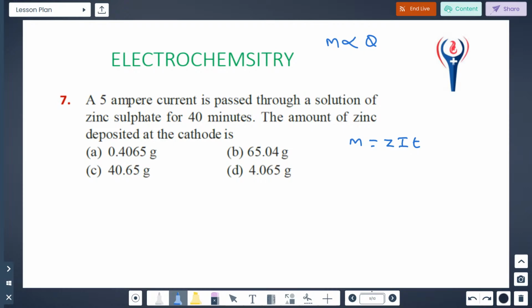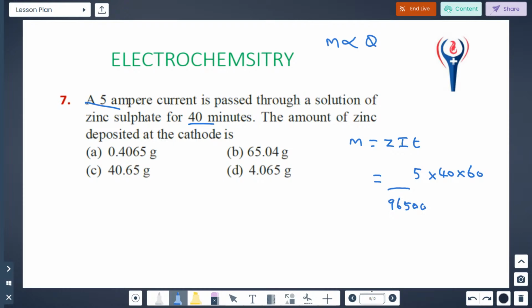You just substitute. Current is given, no. So 5 ampere, so I substitute 5 here. Then time is given, no. So 40 minutes, you convert into seconds. So 40 into 60. Understood? Then Z is nothing but what? Z is called the electrochemical equivalent. Electrochemical equivalent has one formula. What's the formula? Equivalent mass by 96,500 coulomb. Okay, that's the formula.